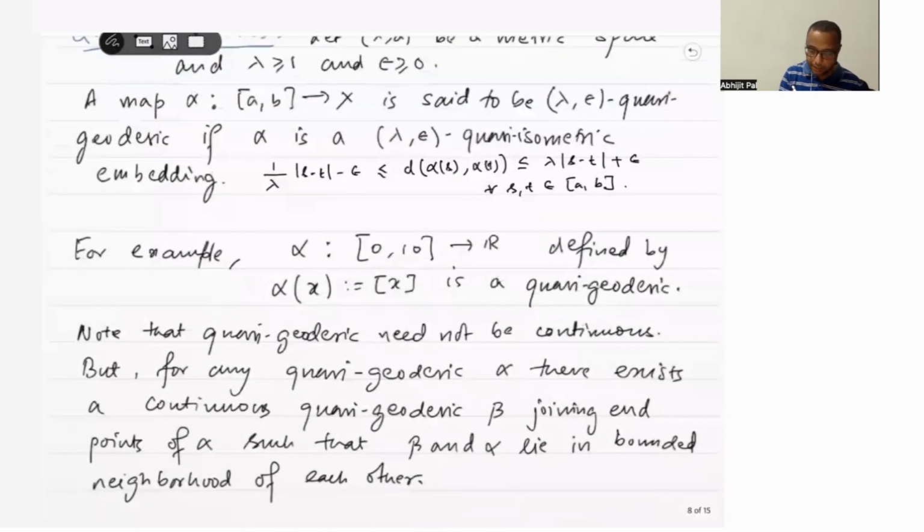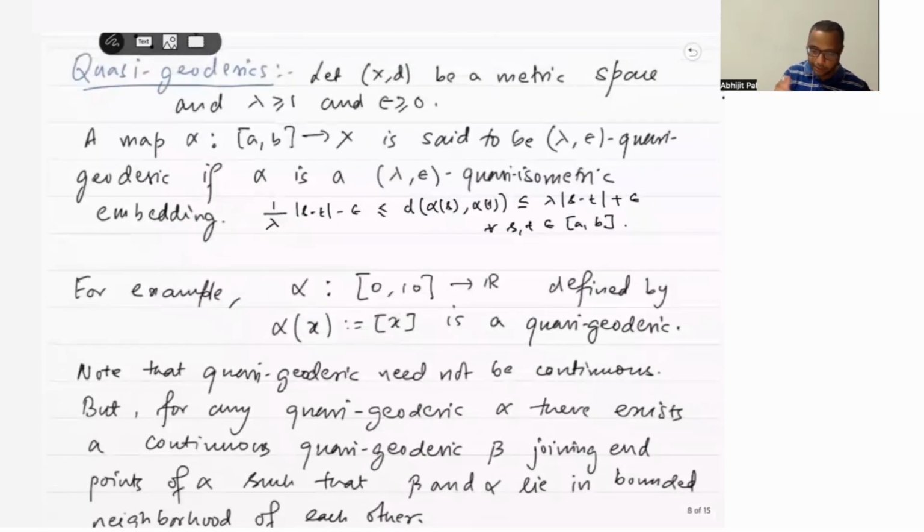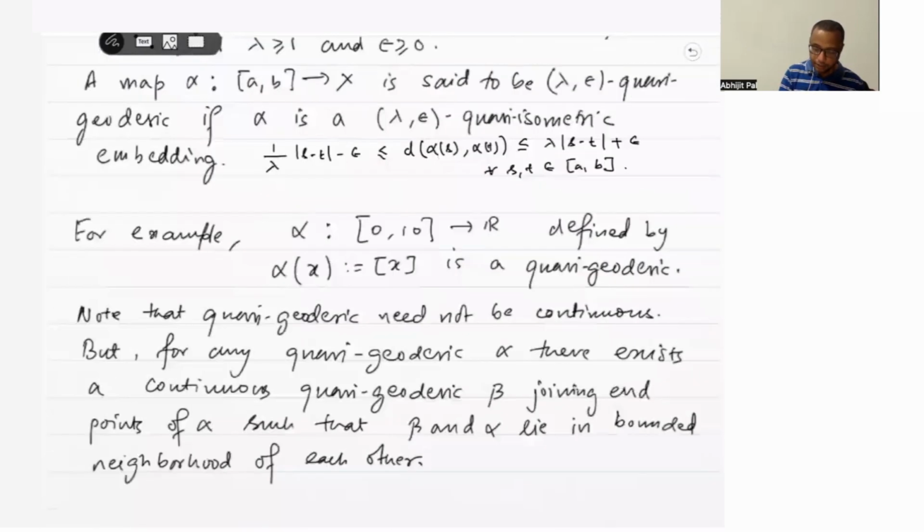Note that this alpha is not a continuous map, but it is a quasi-geodesic. Therefore, a quasi-geodesic need not be a continuous map. And also note that in the above definition, if I take lambda equals 1 and epsilon equals 0, you get the definition of geodesic.